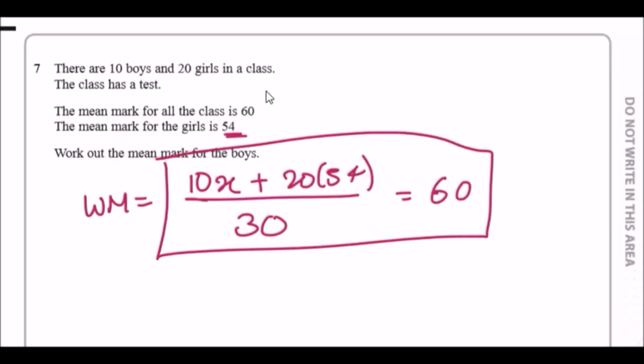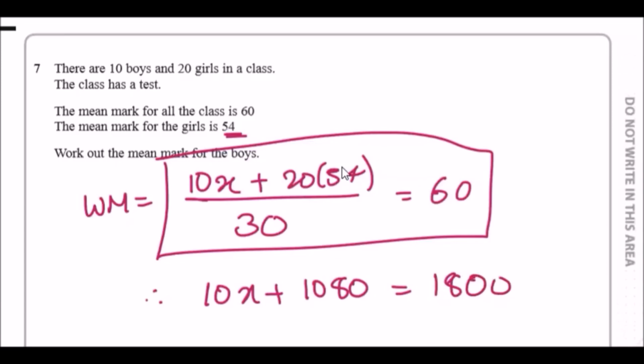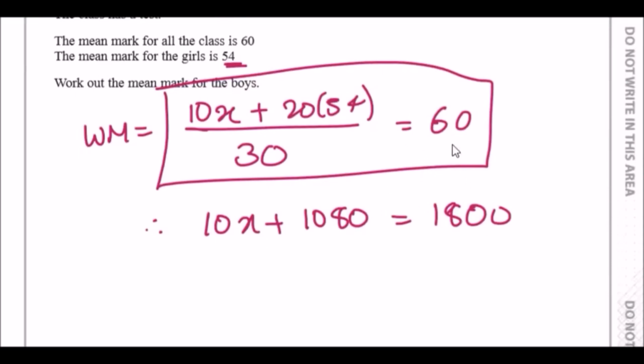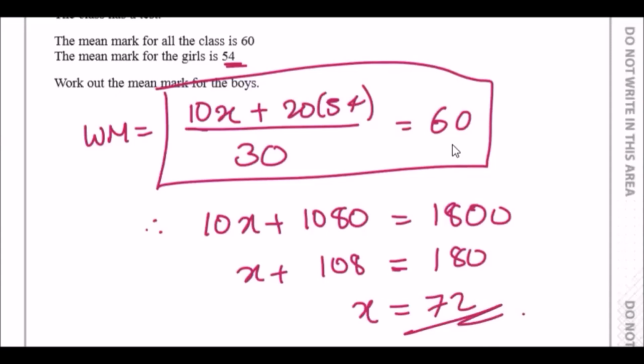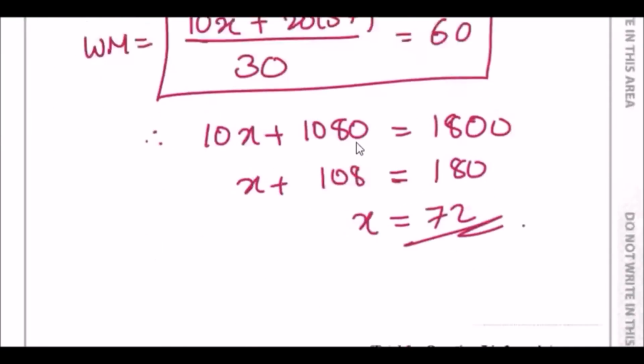So let's see. What we could do is times 30 across. So we're going to have 10x plus, and multiplying this out, you can do 2 times 54 is 108. Add a 0, 108 with a 0. 6 times 3 is 18. Add 2 zeros. So that's just some mental maths there, yeah? Now you just have to solve and rearrange. To make it super easy, divide the whole equation by 10. So you're left with x plus 108 equals 180. Now you just subtract 108 and get 72. And that's it, guys. The mean mark for the boys is 72.